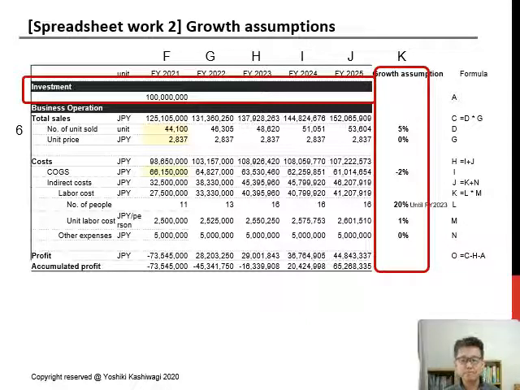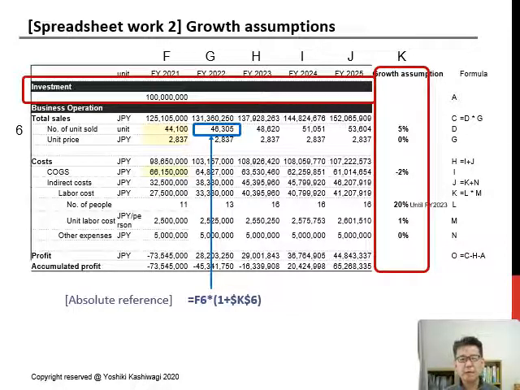And number of people, yes, 20% growth, but until 2028. This is 2023, so I will keep flat after that year. And unit labor cost, 1% increase, and other expenses, yes, I will keep flat. That's my plan. So I will show you how to do it. I will demonstrate on your spreadsheet after this video. But this is the goal of today.